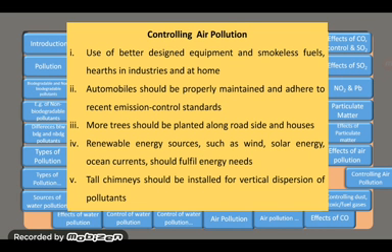Then tall chimneys should be installed for vertical dispersion of pollutants. That is, there must be very long pipes used by our industries to exhaust what? To exhaust some harmful air pollutants into the atmosphere, instead of releasing them anyhow into the environment in such a way that can cause harm to man, plants, and animals.